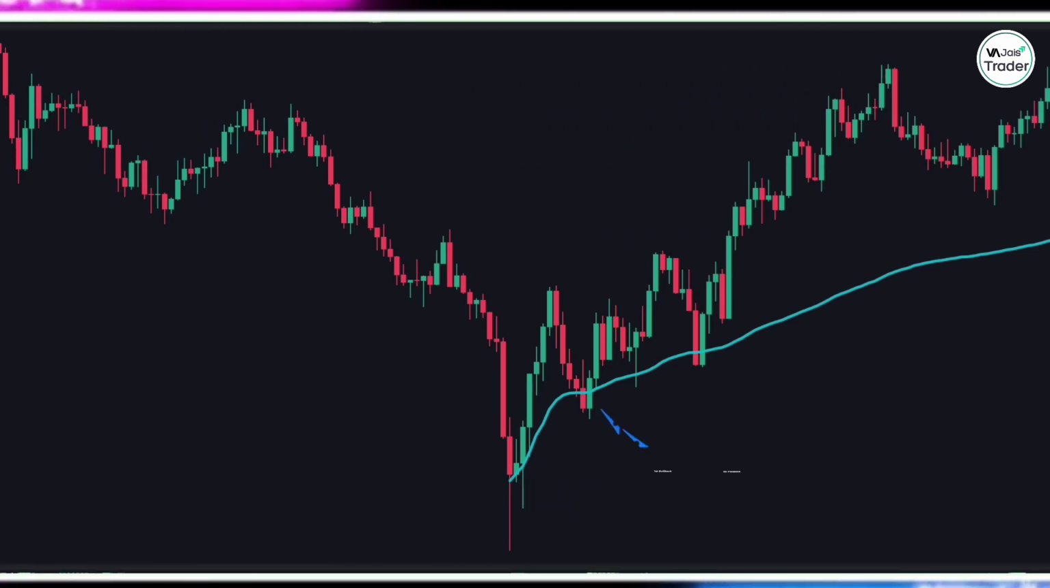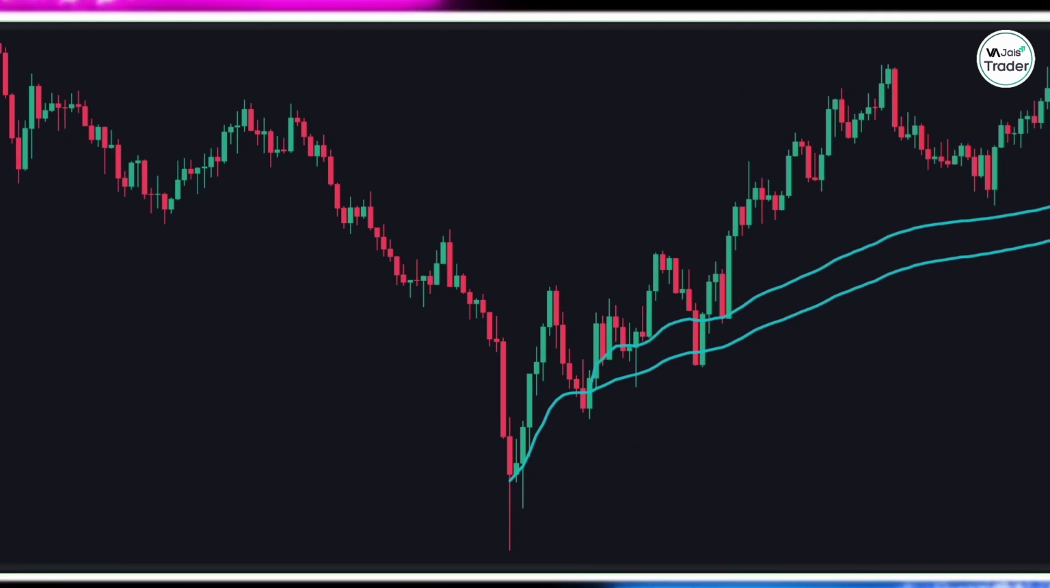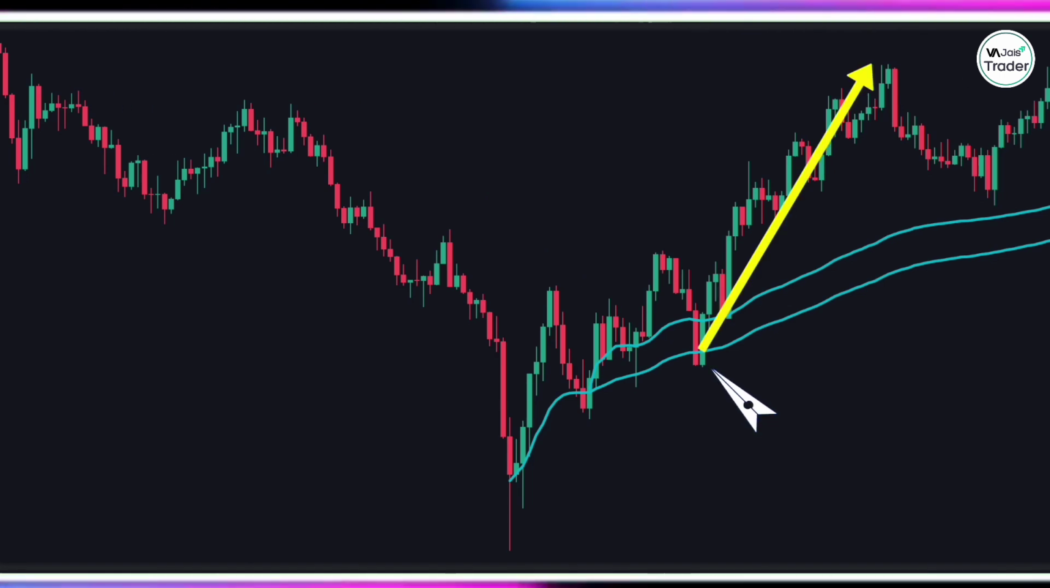Next, we identify the first pullback in the trend and plot another anchored VWAP from the end of the first pullback. Now, we have successfully created bands with anchored VWAP. On this pullback, the price comes near the VWAP bands. We expect the price to find support and move upwards.